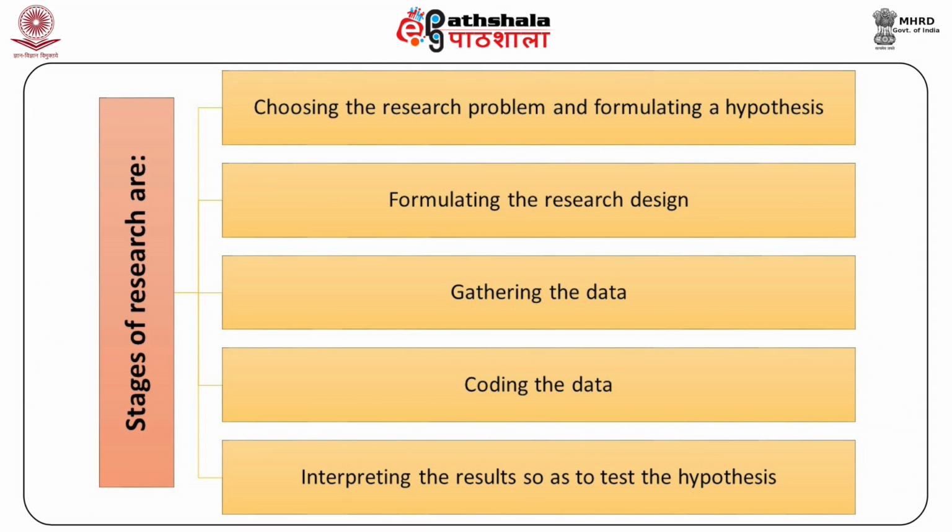Moving on to the stages of research. The first stage is that you have to choose the research problem and formulate a hypothesis. Secondly, you have to go about formulating the research design. Then you have to gather the data. After you gather the data, you have to code the data. And then you have to interpret the results so as to see whether your hypothesis is proved or not proved, or we call it testing the hypothesis.